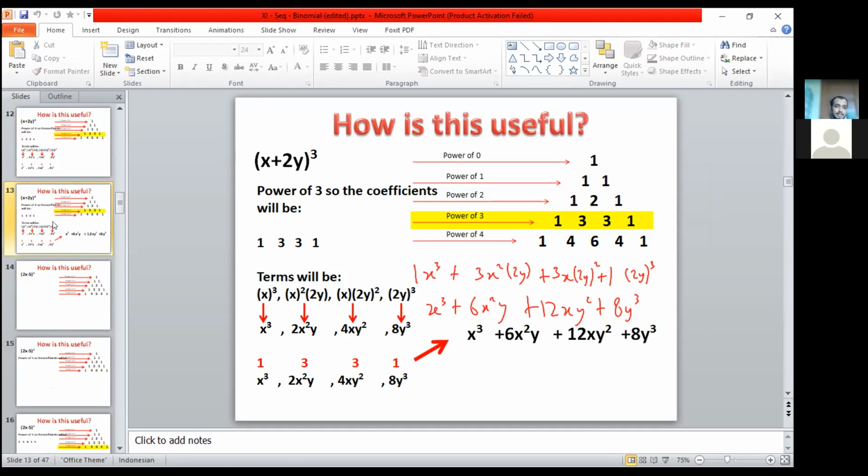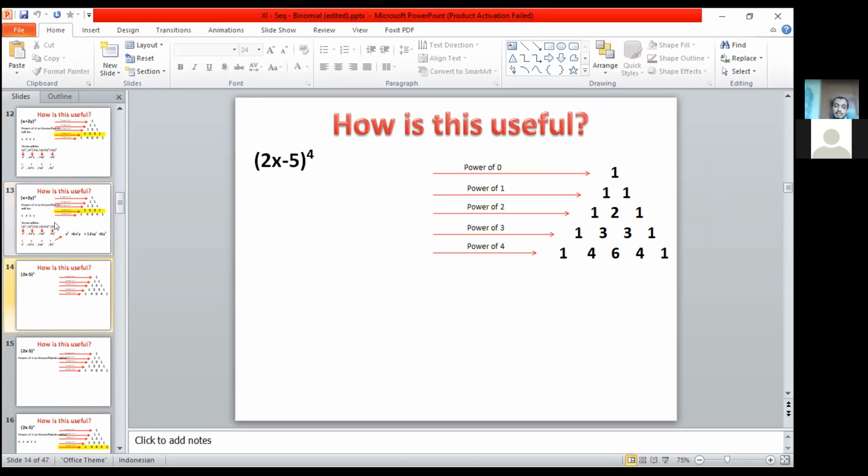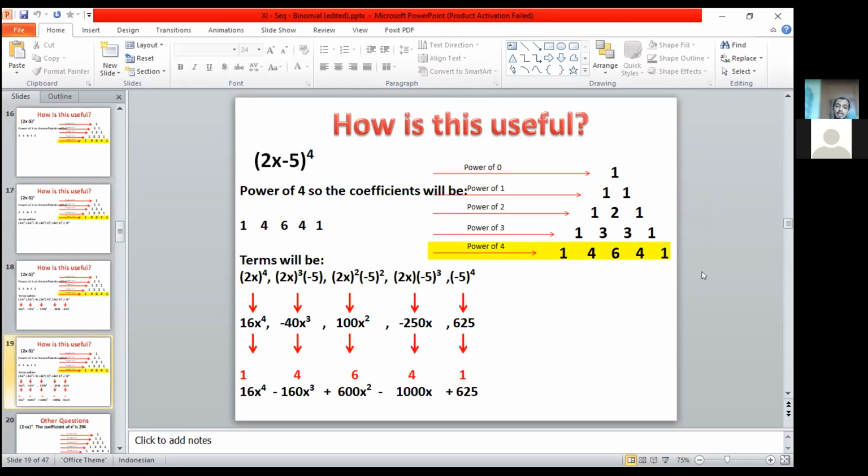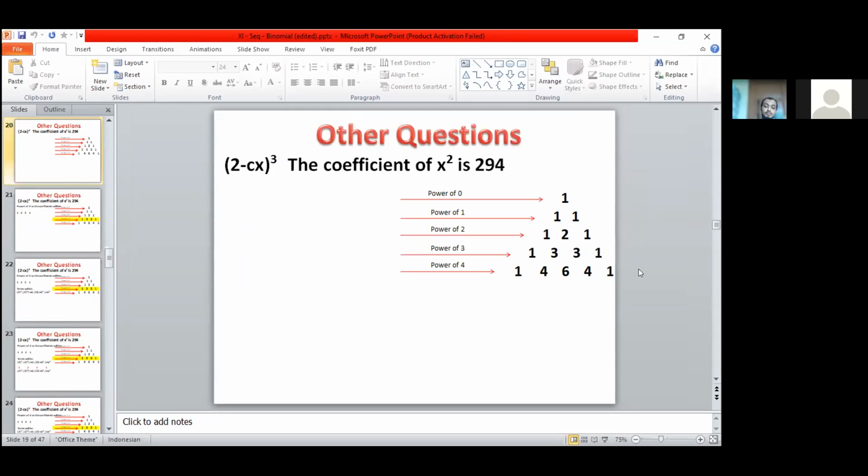Okay, next. Let me clear this one. Next is this. This is basically the same because it's a power of 4. Then we can check the fourth row, or row 4. And also the terms. And you will get the answer in the end. This is basically the same as before.